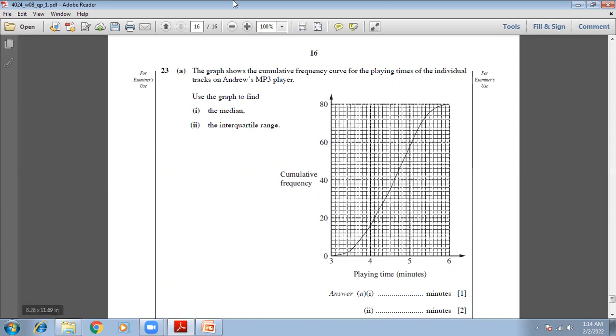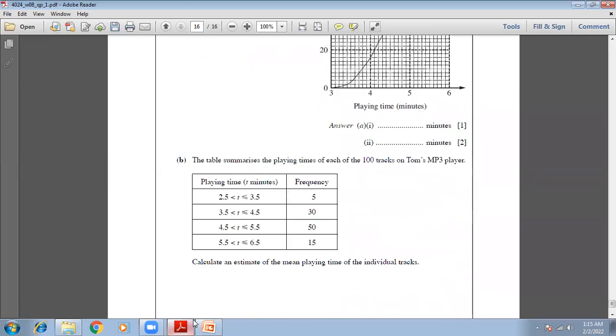So from the 40 on the y-axis, I will go to the graph and check what the value is here. It's 4 point something. Then the interquartile range, it will be 25% of the 80. That will be 20. From here, I will come to the graph and check the value. That's 4.1. Then I will have the upper bound, that will be 75% of the 80, and that will be 60. So it will be here. So here it is 5 point something. Okay. So this is how you find the interquartile range.